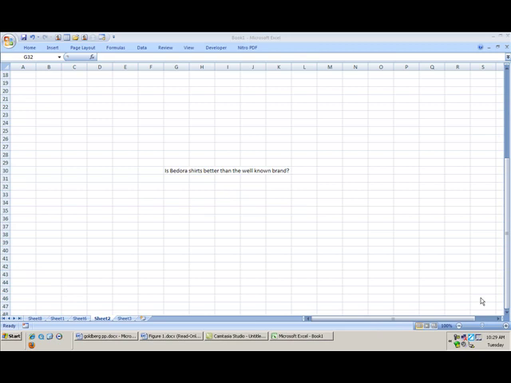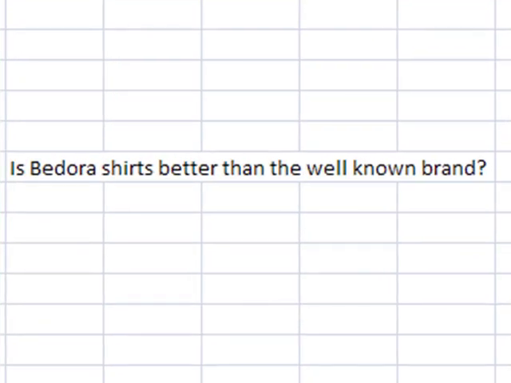We're going to look at a t-test. How is this used? Let's give the following scenario. There's a company that makes shirts, and they feel that these shirts are better than the well-known brand that is sold in the high-end stores. The discounted shirt is called Bedora shirts. And we'd like to perform a statistical test to see if in reality there is a possibility that they are really better.